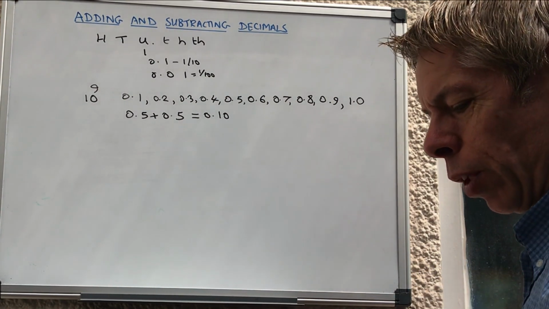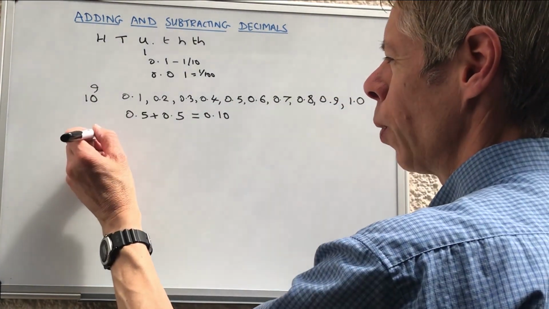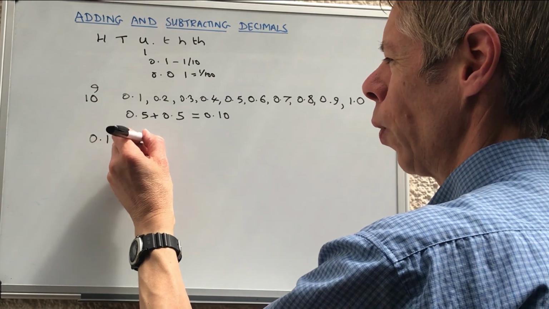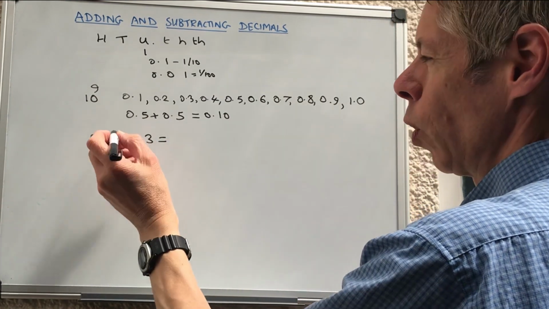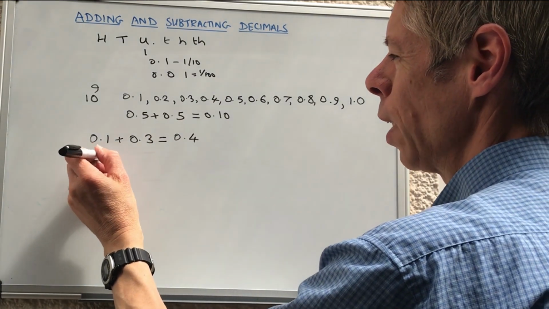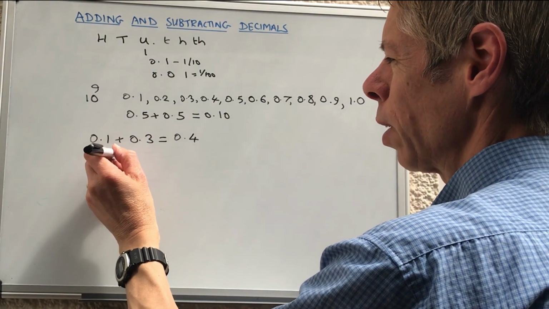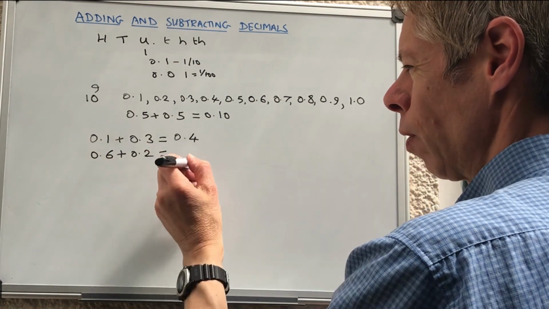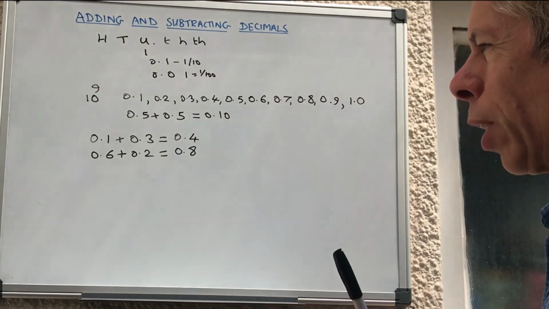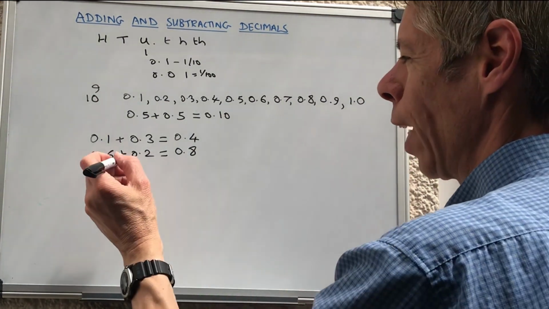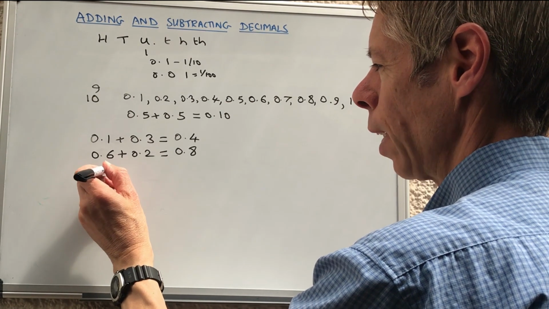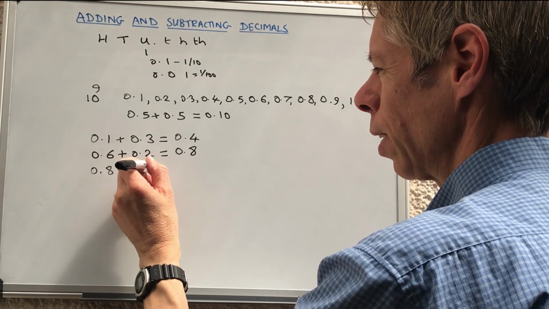So that's one thing to be aware of. So when you're adding decimals, that's what you need to be careful of. A lot of people can do this. So if we had 0.1 plus 0.3, 1 plus 3 is 4, so that would give 0.4. Again, if we had 0.6 plus 0.2, 6 plus 2 is 8, so that would give us 0.8. So that's pretty straightforward.